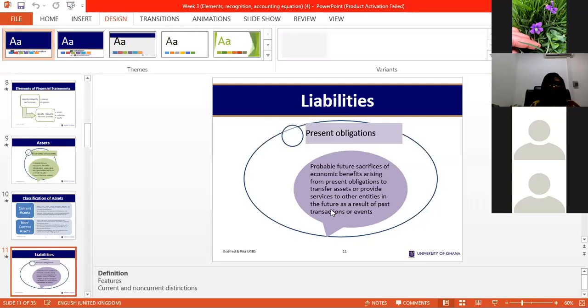So as a separate legal entity, we have said that it can transact businesses on its own. So when it transacts businesses, sometimes it doesn't pay outright. And so when you don't pay outright, then you have an obligation that you will pay in future. So it is a present obligation because the transaction has occurred, it is still staring in your face because you are yet to pay. And it will result in some future sacrifices, or outflow of the economic benefits. And that is a liability.